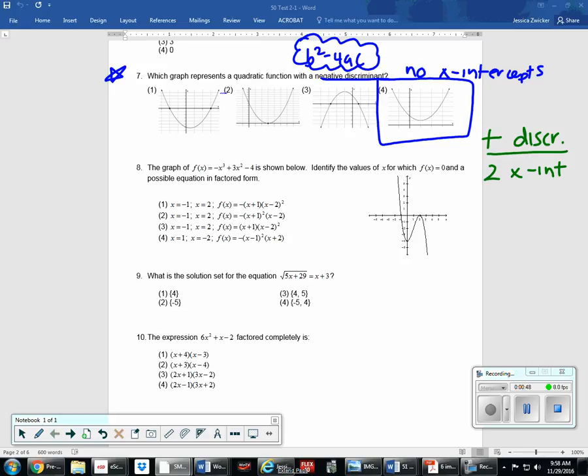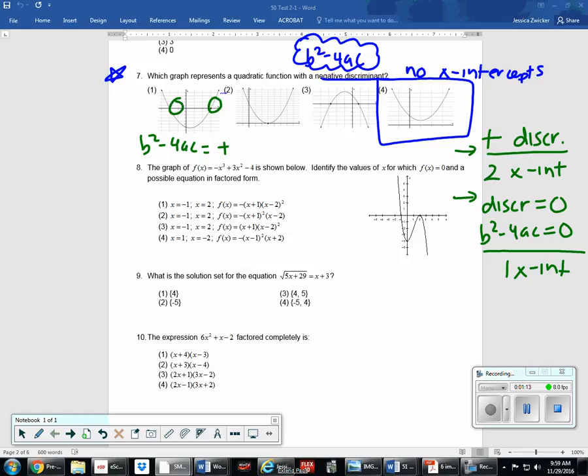And if they said which graph represents a function that has a discriminant equal to 0, or b squared minus 4ac equal to 0, that would mean you have 1 x-intercept. So here, the value of the discriminant is positive because you have 2 x-intercepts. Here, the value of the discriminant equals 0 because you have 1 x-intercept. And in choice 3, the value of the discriminant equals a positive number because you have 2 x-intercepts.